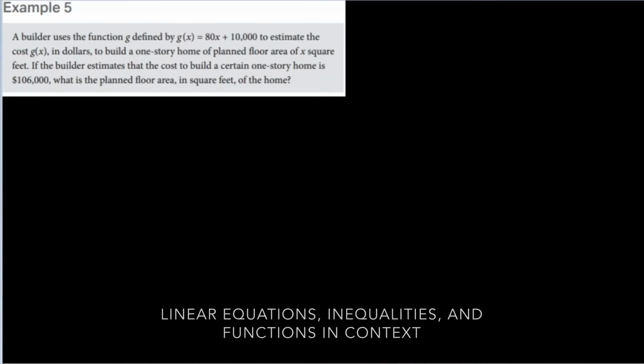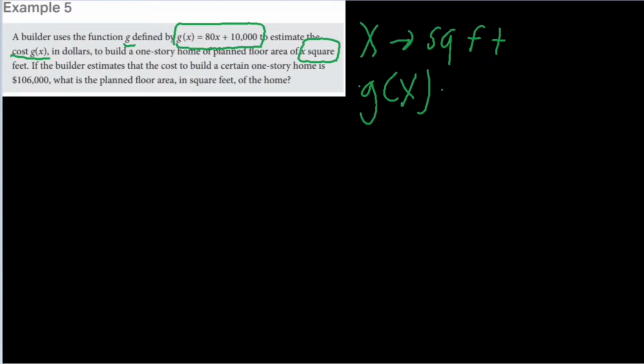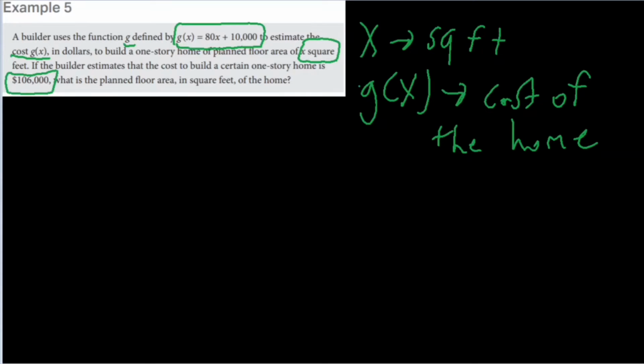A builder uses the function g, defined by g of x equals 80x plus 10,000, to estimate the cost g of x in dollars to build a one-story home of planned floor area of x square feet. Whenever we're reading a question, we always want to write down the variables first, so that we can contextualize how they're all related. So x is square feet, and g of x is the total cost of a home, and that's dependent obviously on the amount of square feet the house is.